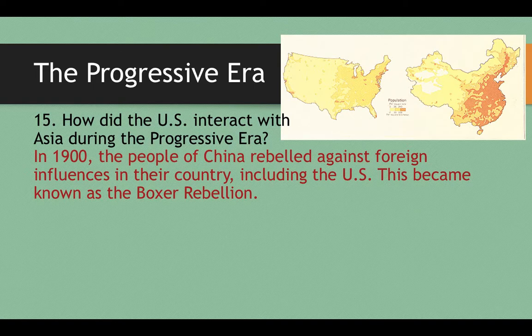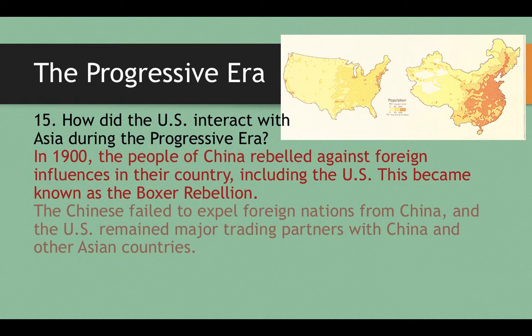And in 1900, the people of China rebelled against foreign influences in their country, including the U.S. They said, we don't want Western influences. We want our own culture. We want our own economy. We're going to be isolated once again. And this became known as the Boxer Rebellion, whenever they tried to expel foreign nations from China.